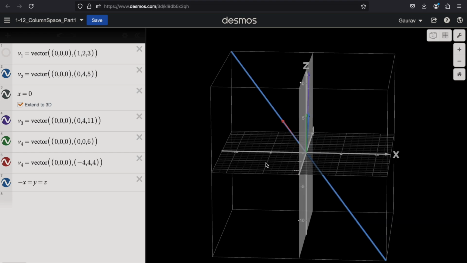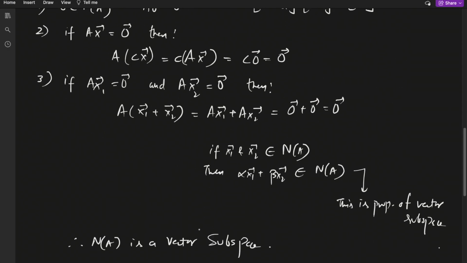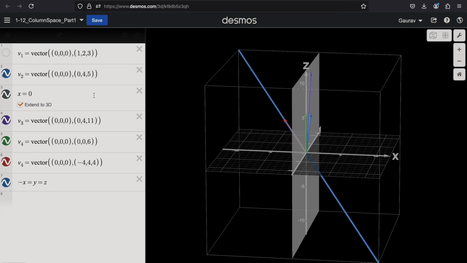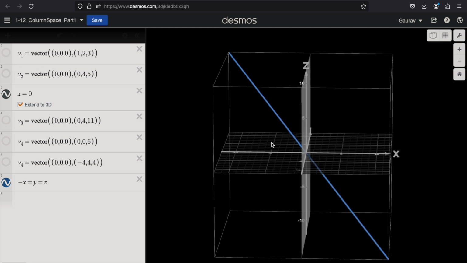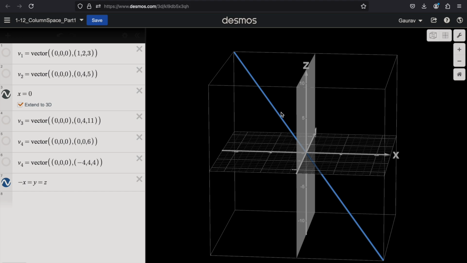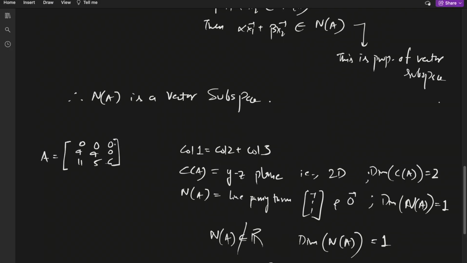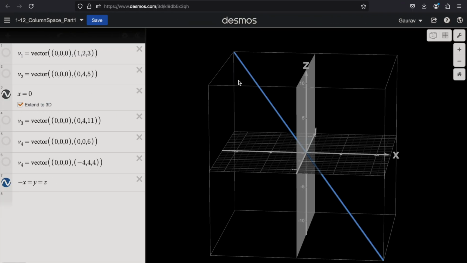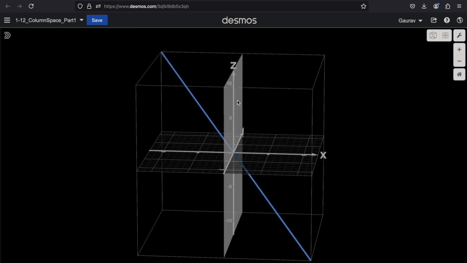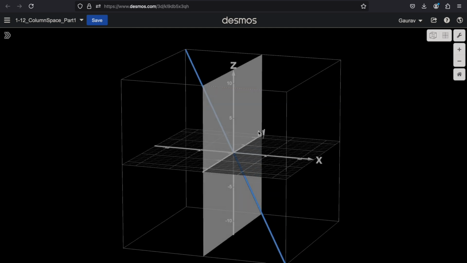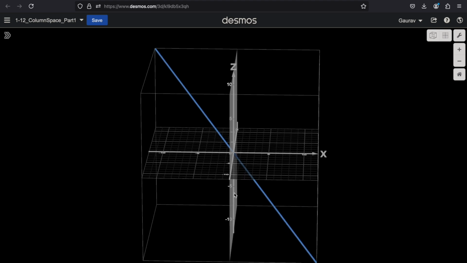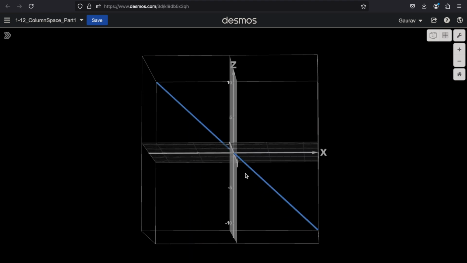So you can basically simply say that for this matrix A, if I simply remove all the vectors, now the input vector space is this entire R cube, right? The input vector space is the entire R cube, because the column vectors are three-dimensional. This gray plane is the column space, and this blue line passing through the region is the null space.